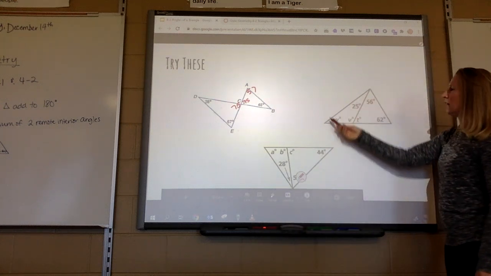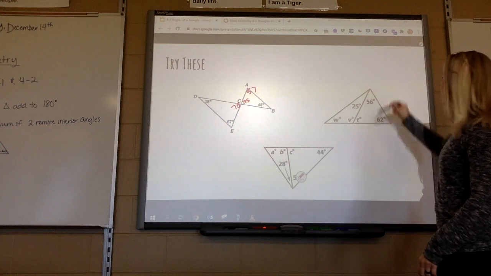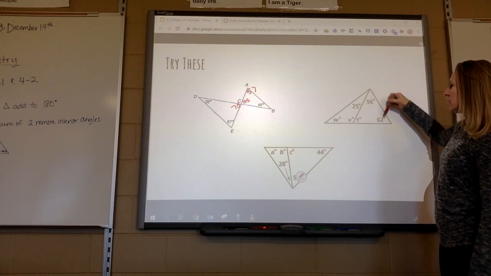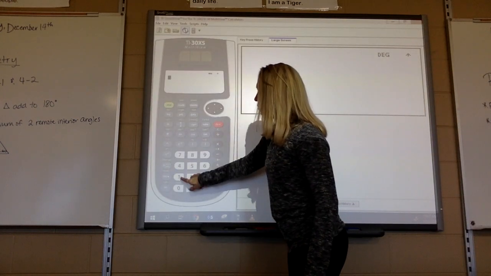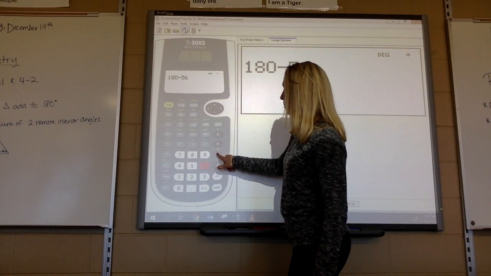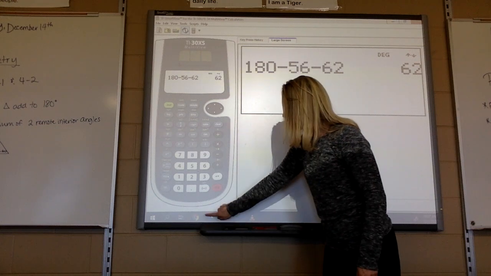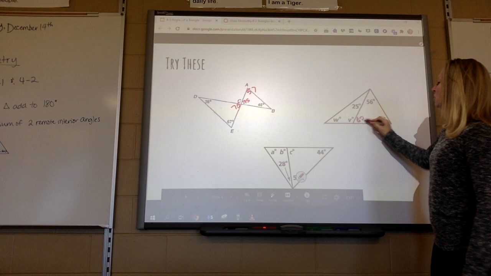So on this one, again, always start with a triangle where you already know two of the angles. So I would start with this triangle right here. I already know the 56 and the 62. So 180 minus 56 minus 62. Hit enter, and I get 62. Yay! So this angle would be 62.